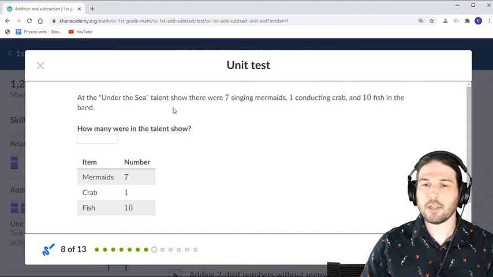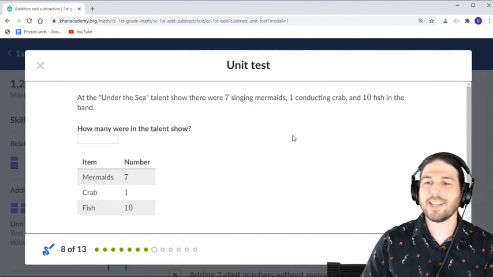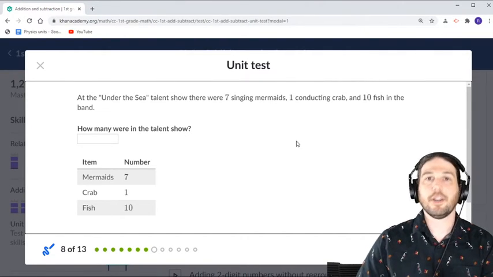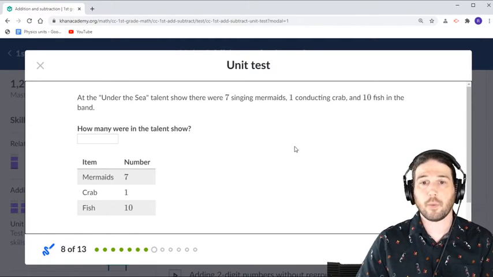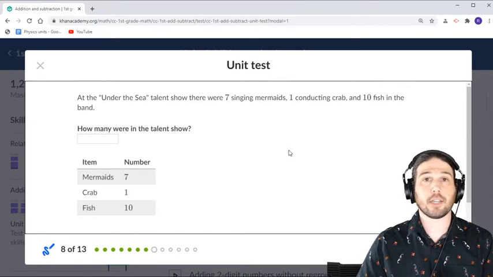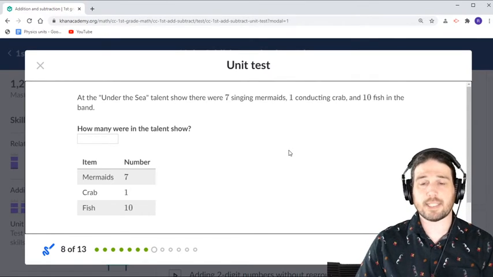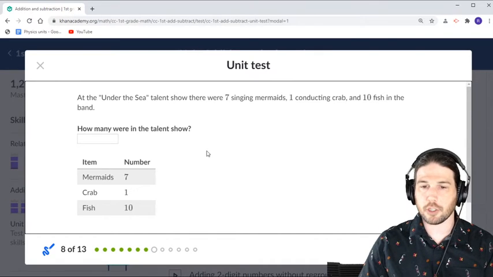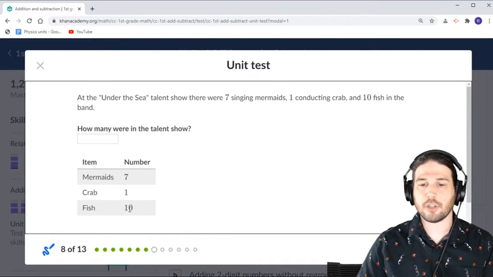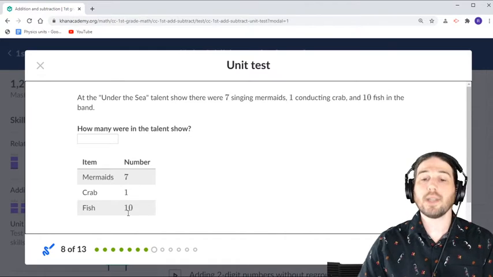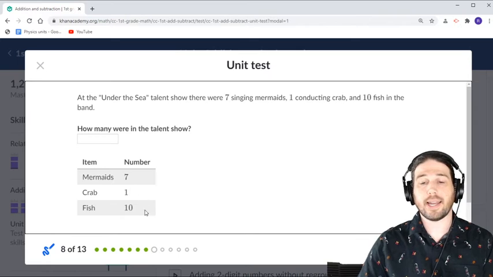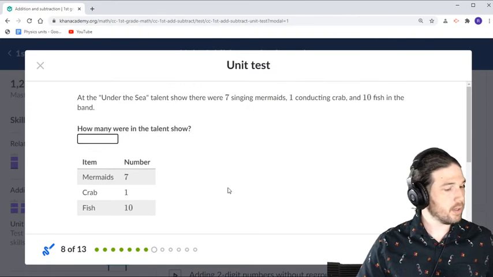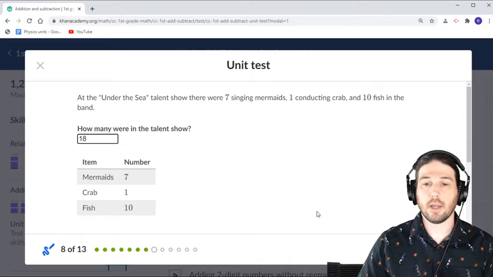At the Under the Sea talent show, there were 7 singing mermaids, 1 conducting crab, and 10 fish in the band. Not at all a blatant reference to any large-scale media company that we know at all, or any particularly well-known film from said media company. How many were in the talent show total? So we've got 10 fish, and let's see. So we've got 1 ten, 1 one, and 7 ones. So let's combine up the ones, and we get 8 ones. And 1 ten, that's 18 total people, fish, creatures in the talent show.